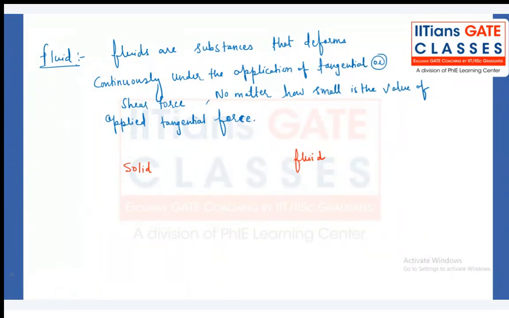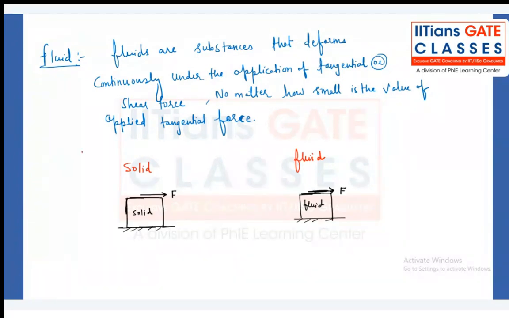I'm discussing here right now the fluid, and coming to here, let's take a solid body. Let's take a fluid body, and you try to apply the tangential force. Let's say you are applying the tangential force. Here also you are applying some kind of tangential force. Now, my dear friend, try understanding.